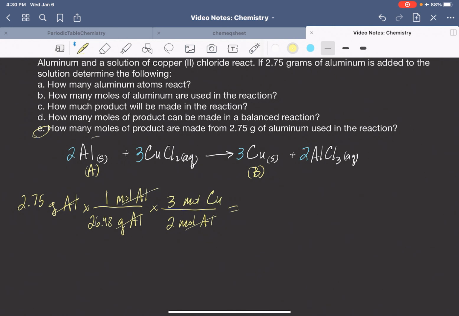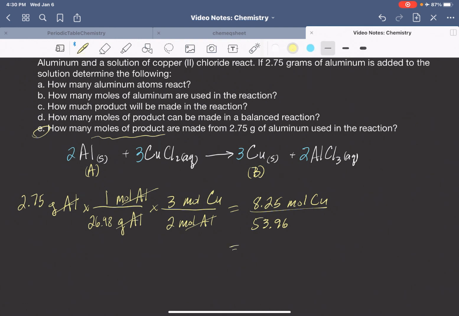We just want moles of product, and there's moles of that particular product. So we can stop here and go 2.75 times 3. All right, we get 8.25, and then that's still moles of copper on the top. 26.98 times 2, and that is 53.96.